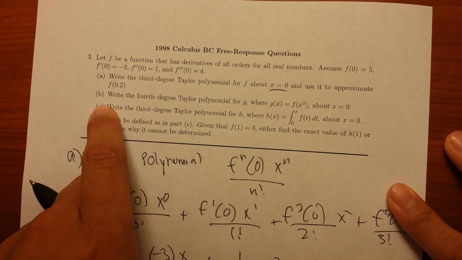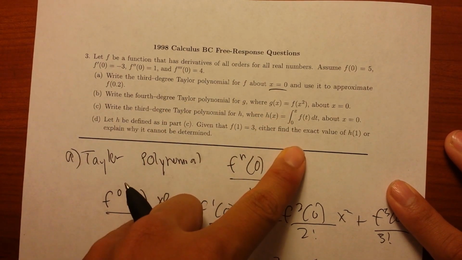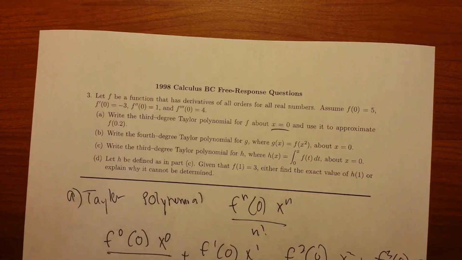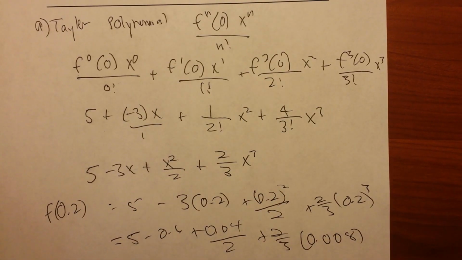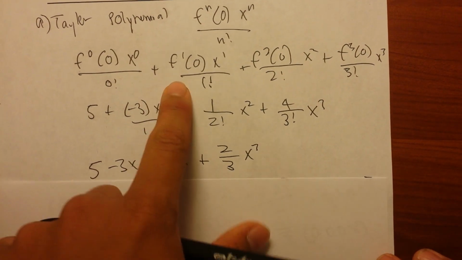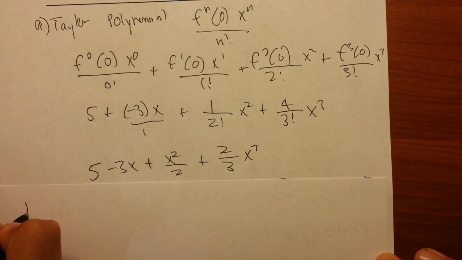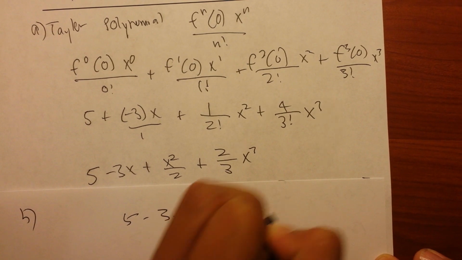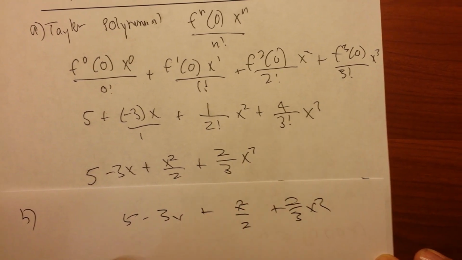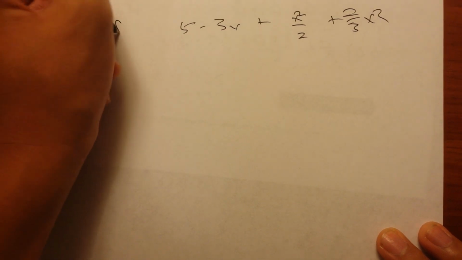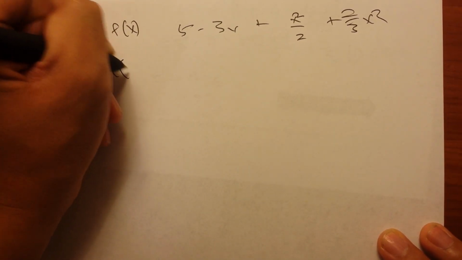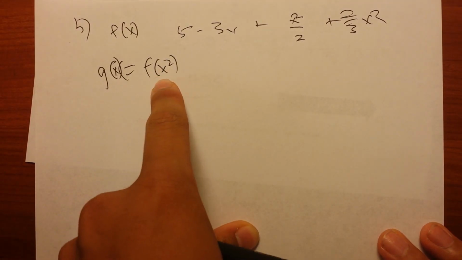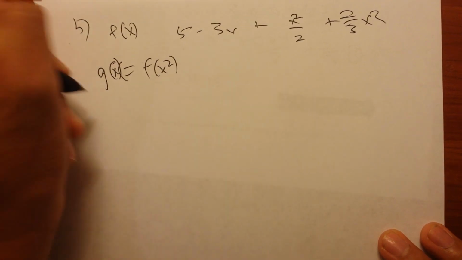Now going to part B. Part B says, write the fourth degree Taylor polynomial of g, where g of x equals f of x squared, about x equals 0. So again, we can just use the Taylor polynomial that we had. This is the third degree Taylor polynomial, which is 5 minus 3x plus x squared over 2 plus 2/3 x cubed. So this is f of x. And then g of x equals f of x squared.